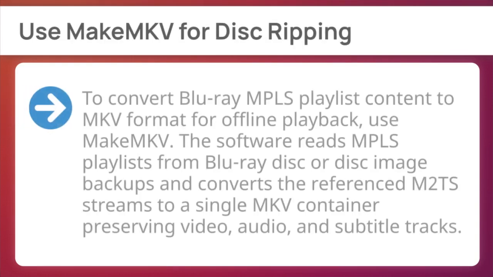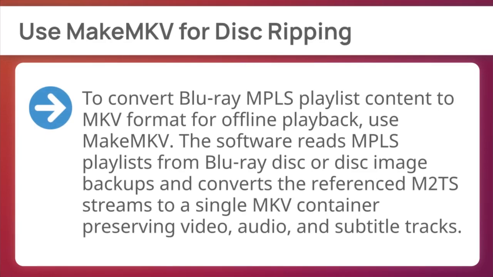Next, use MakeMKV for disk ripping. To convert Blu-ray MPLS playlist content to MKV format for offline playback, use MakeMKV. The software reads MPLS playlists from Blu-ray disc or disk image backups and converts the referenced M2TS streams to a single MKV container preserving video, audio, and subtitle tracks.